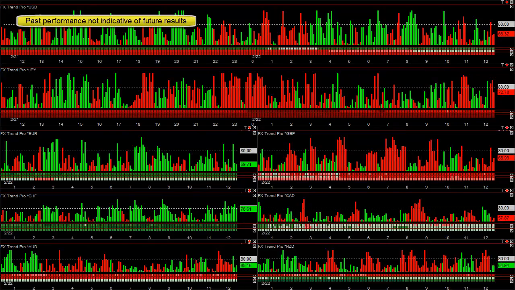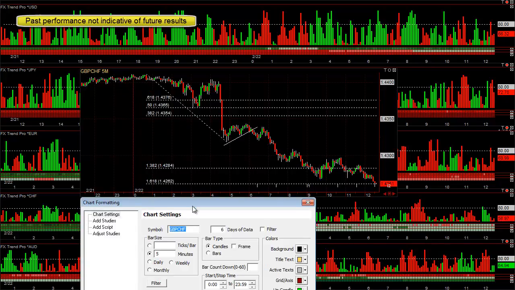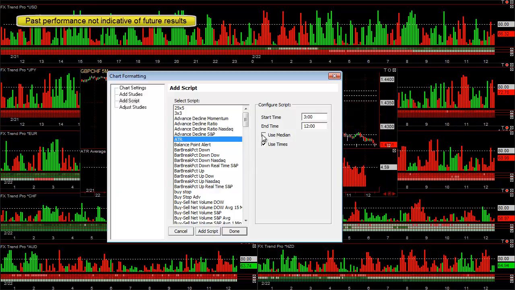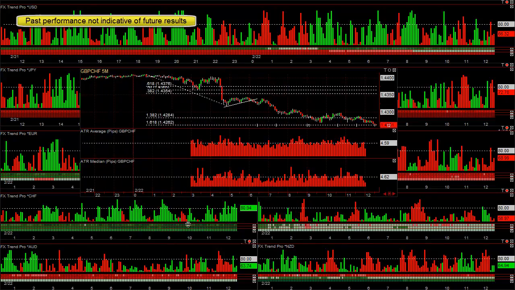And the pound Swiss is a little bit more volatile than other pairs, so you might want to trade smaller lot sizes and have a bigger stop. One way to judge how volatile the currency is, add our script called ATR, and it will show you how many pips per bar on average over the last 20 days from 3 o'clock to noon Eastern time. It's the most volatile time of the day.